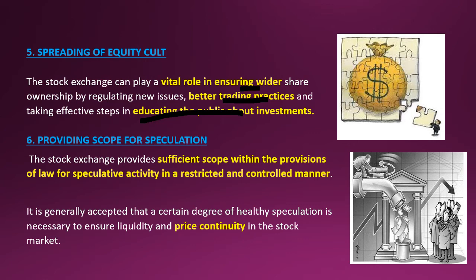The sixth one is providing scope for speculation. What is providing scope for speculation? It provides sufficient scope within the provisions. That means it gives proper rules, instructions and guidelines, and tells them this is how things should be followed, this is how things take place, so that people are not cheated. And there is always healthy speculation. Healthy speculation means where people cannot get cheated.